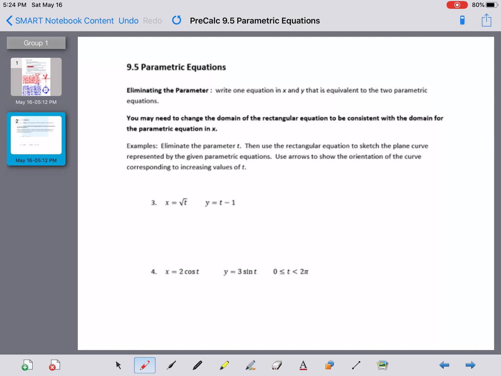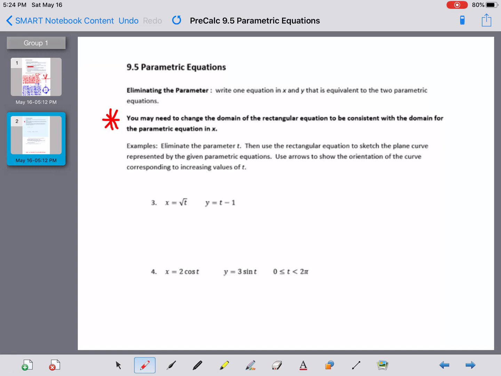One thing we do need to be careful with, and I'll show you as we do these examples, is we may need to change the domain of our rectangular equation once we get it, so it's consistent with what happened for the domain for the parametric equation. Anytime you start switching these around to a different form, sometimes you have to be careful of that domain, kind of like when we did inverses, if you remember those.